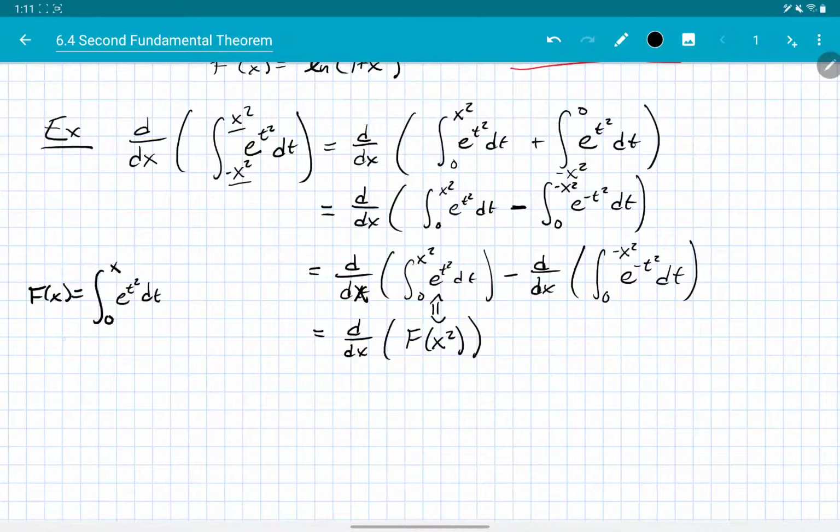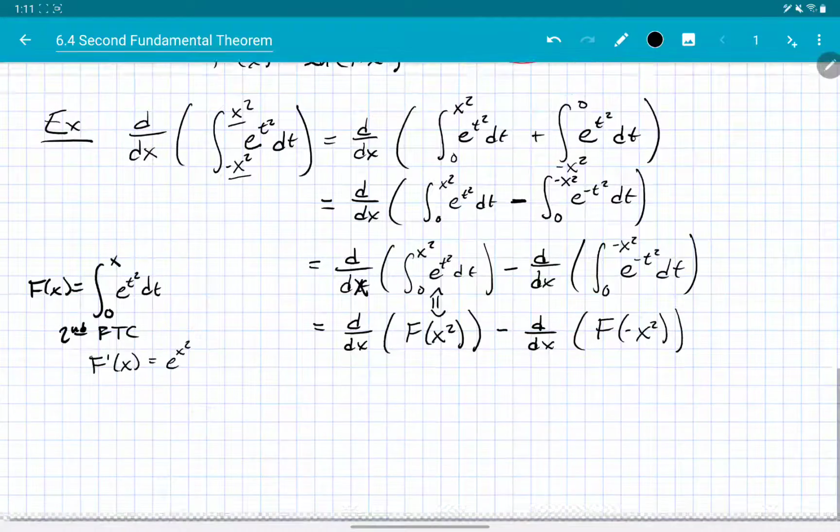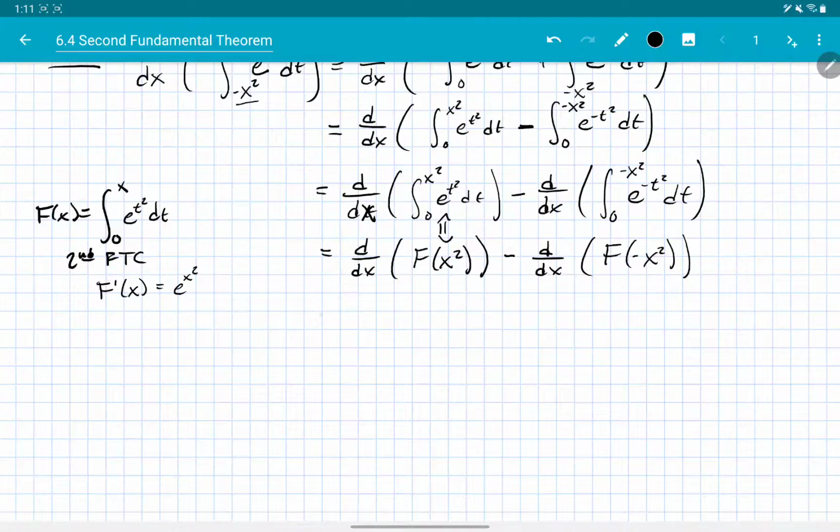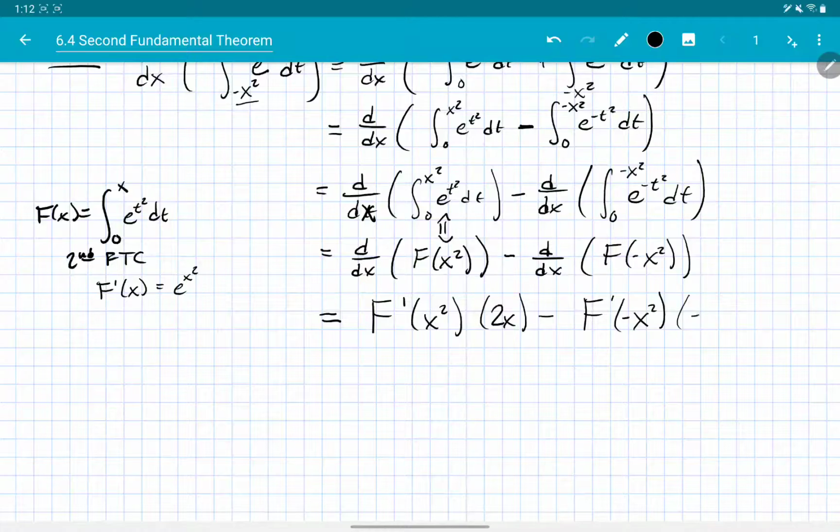Why do I rewrite this? Because now the second fundamental theorem says that capital F prime is e to the x squared. And similarly, this one I can rewrite as well: d over dx of capital F of negative x squared. Now we're ready to figure this out. The chain rule says this should be F prime at x squared times the derivative of x squared, which is 2x. This one, the chain rule says F prime at negative x squared times the derivative of negative x squared, which is minus 2x.